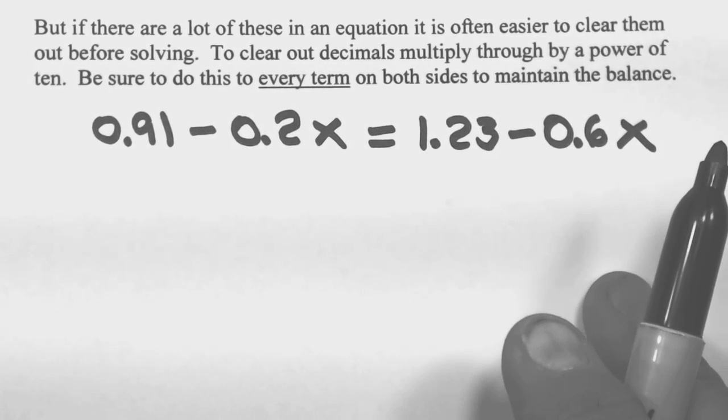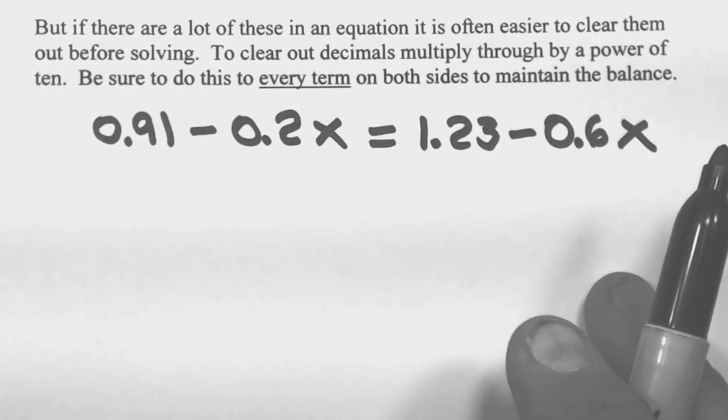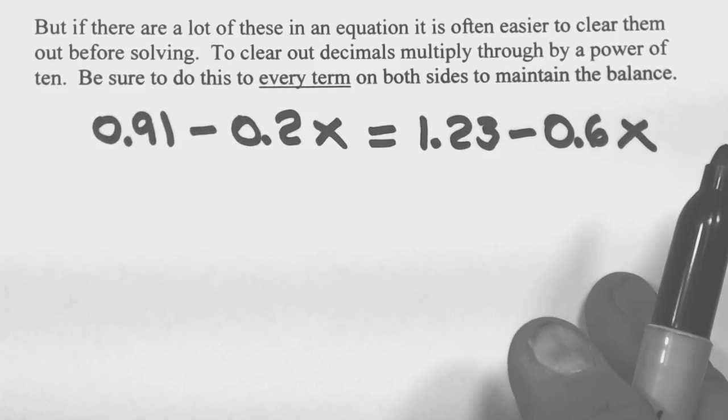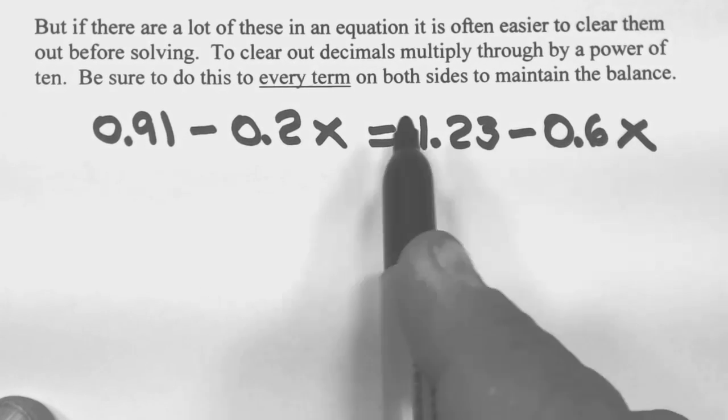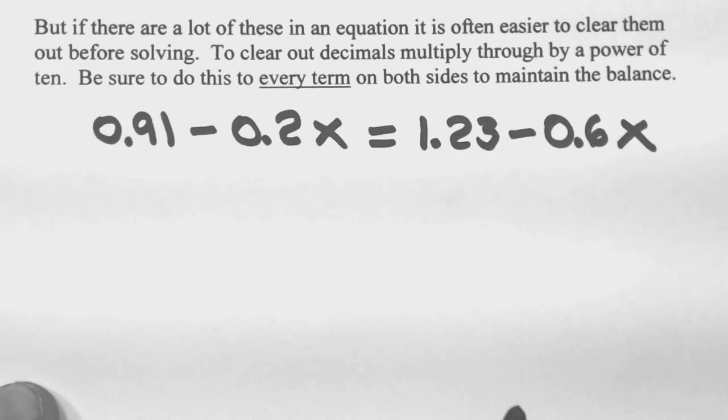Now it is true that decimals aren't as much trouble as fractions are, but if you have a lot of decimals, and particularly if you have different numbers of decimal places, it's a good idea to clear these guys out as well. Now, what you multiply through by here is a power of 10. What do we mean by that? Well, 10 to the first power equals 10. 10 squared equals 100. 10 cubed equals 1,000. So, in effect, you're multiplying by either 10 or 100 or 1,000, something like that.